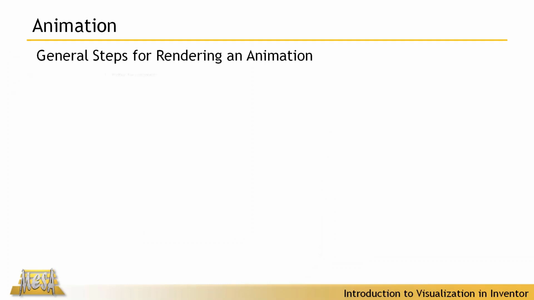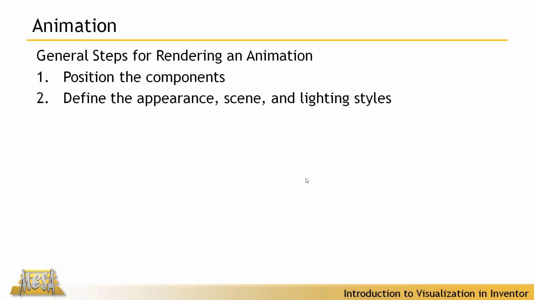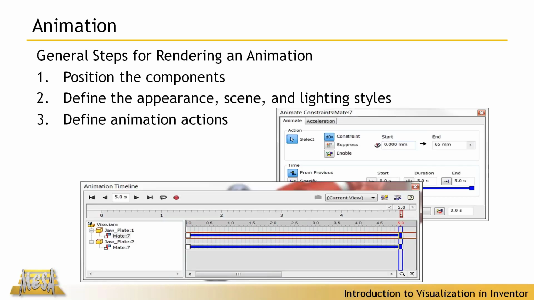So the general steps for the animation. We position the components the way we need them to be. We then can define the appearance, scene, and lighting styles, exactly the way we'd want. Again, same process here. There really is no difference between the appearances, the scenes, and the lighting between a still image and an animation. Then we define our animation actions, and there's a definite variety here.